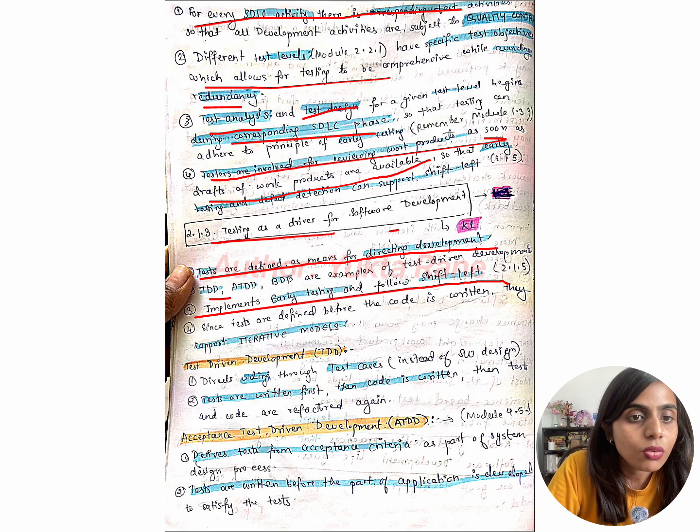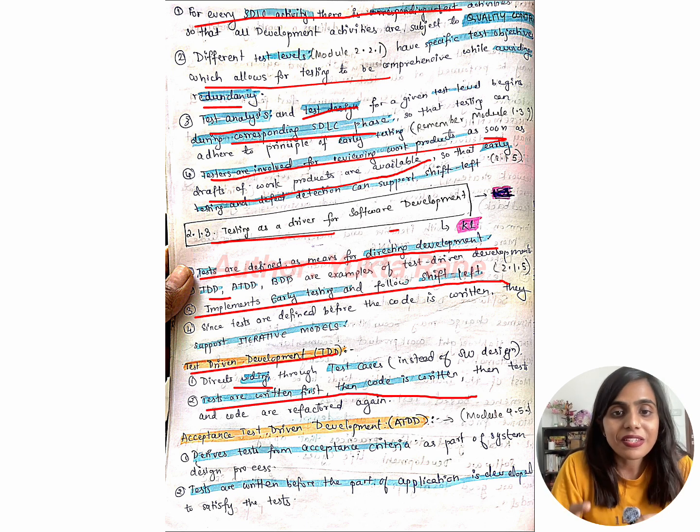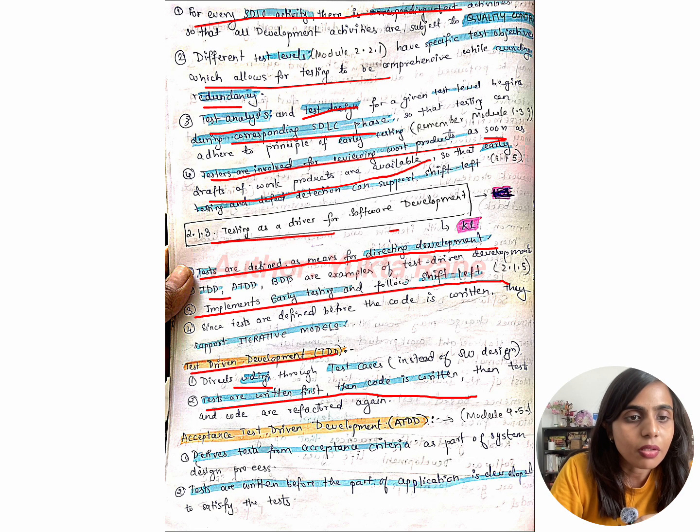Okay, so test driven development, basically you have to direct coding through test cases instead of software design. Tests are written first and then the code is written. So basically based on the user expectation or from the validation perspective, test cases are written first, and based on those test cases or to satisfy the test criteria, you are writing the code or developing the code. So that is test driven development.